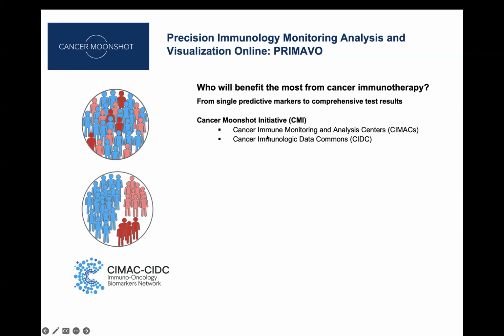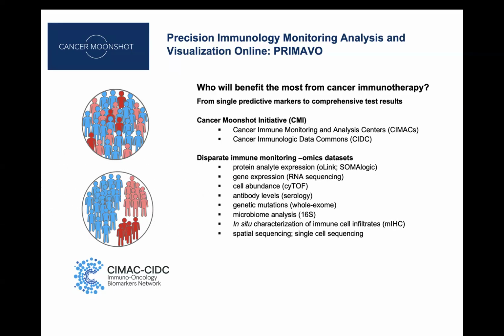So this is part of the questions within the CMAC-CIDC, which is the Cancer Immune Monitoring and Analysis Center, CMAC, and Cancer Immunology Data Commons, which is CIDC. And what these consortiums are doing is that they're generating disparate immune monitoring omics data sets. So these are a large number of different assays, from protein analyte expression, gene expression, cell abundance, antibody levels, genetic mutations, microbiome, in situ characterization of immune cell infiltrates, and spatial sequencing and single cell sequencing.